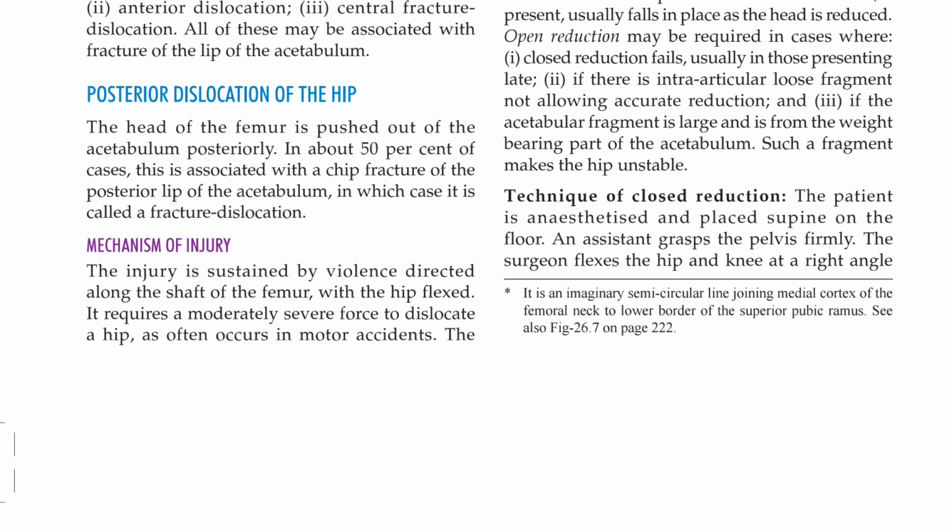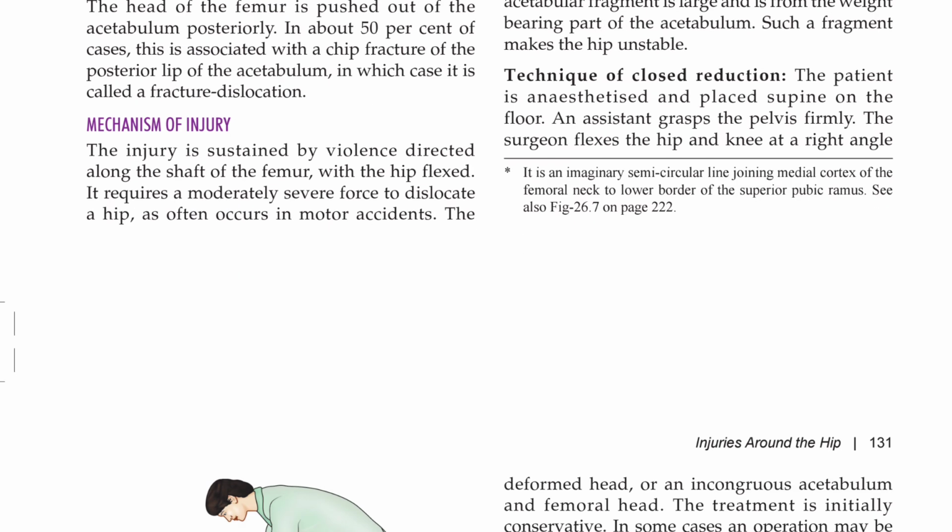So what is this? Imaginary semicircular line joining medial cortex of femoral neck to lower border of superior pubic ramus. So technique of closed reduction: the patient is anesthetized and placed supine on the floor. Assistant grasps the pelvis firmly. The surgeon flexes the hip and knee at right angle.